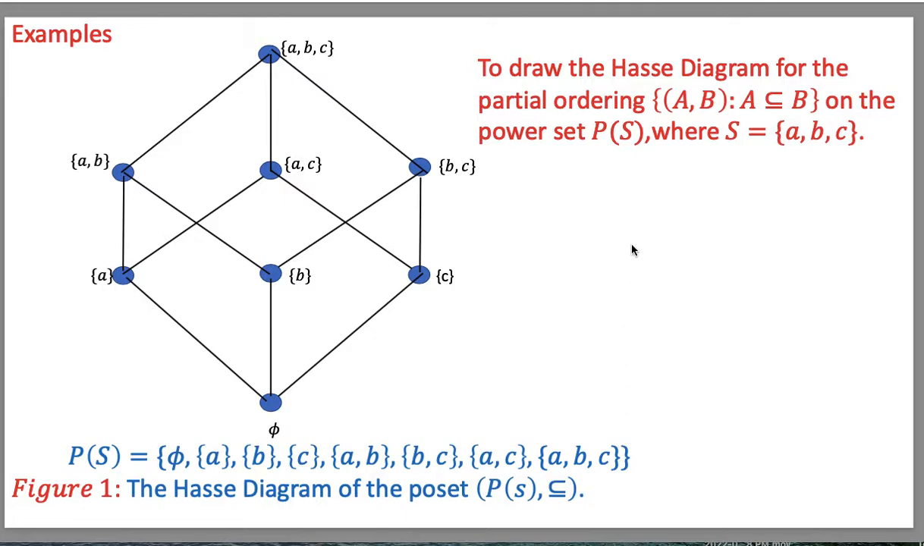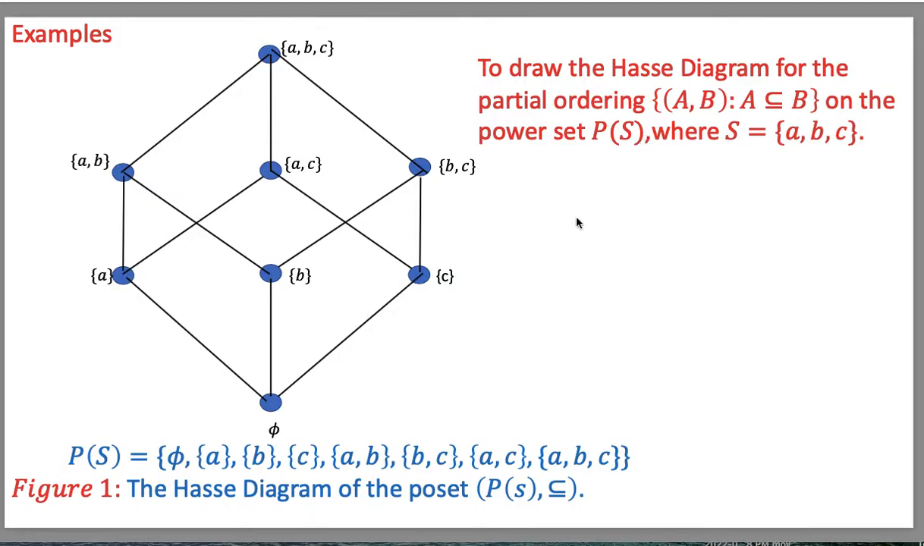we have a set S equal to {A, B, C} and the relation is inclusion, meaning A is a subset of B, and we need to draw the Hasse diagram for the power set of S. S is a set consisting of A, B, C. Therefore the power set of S consists of phi, A, B, C, which are singleton sets, AB, BC, AC, which are sets consisting of two elements, and ABC, the set itself. So this is the power set of the given set S. Power set means the set consisting of all the subsets of S.